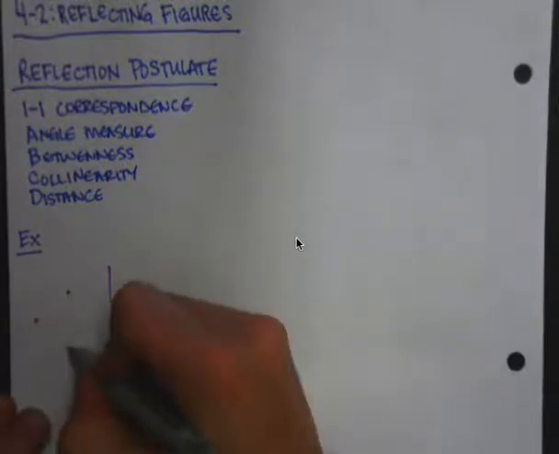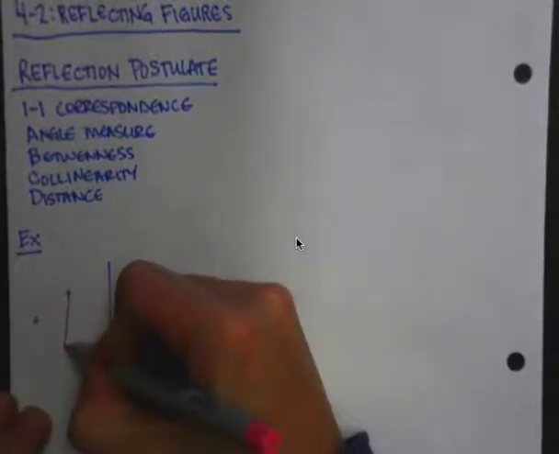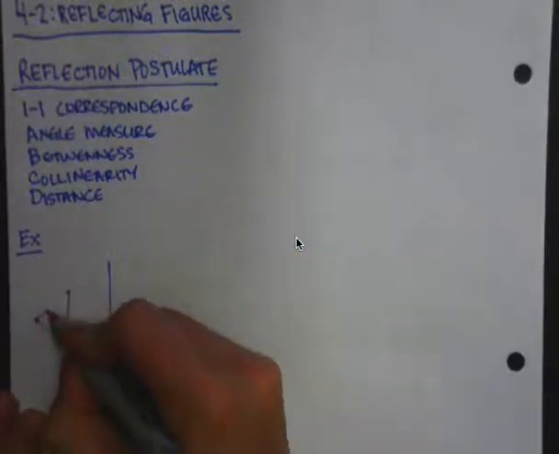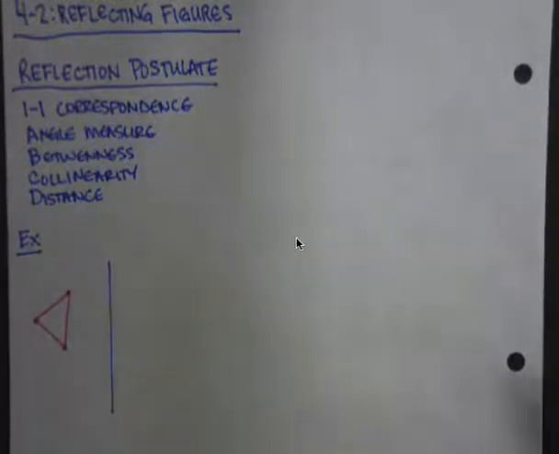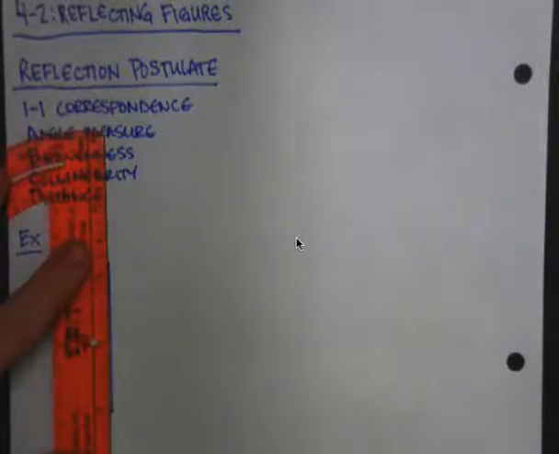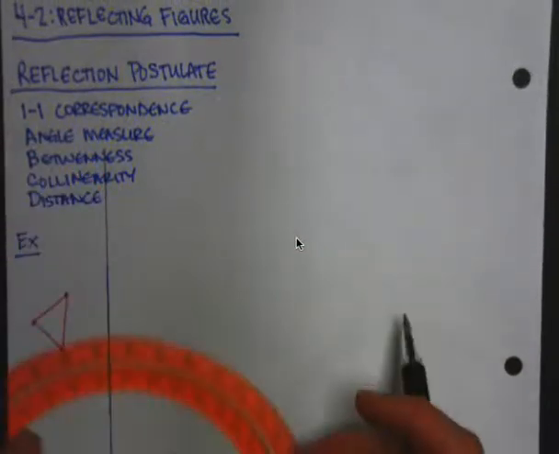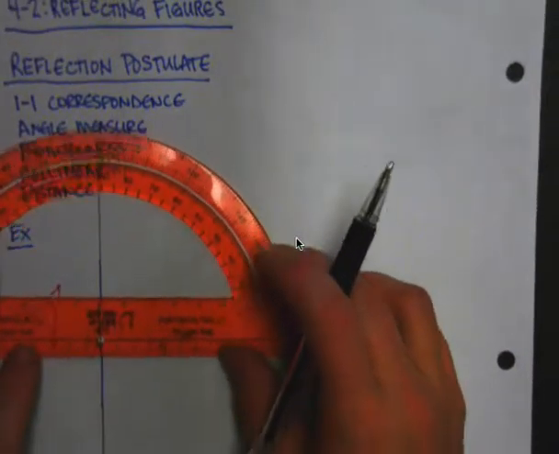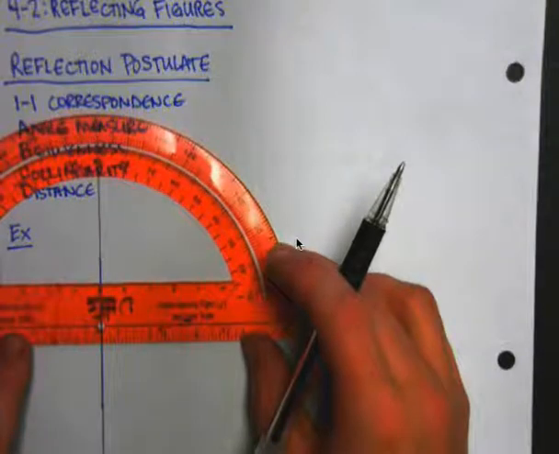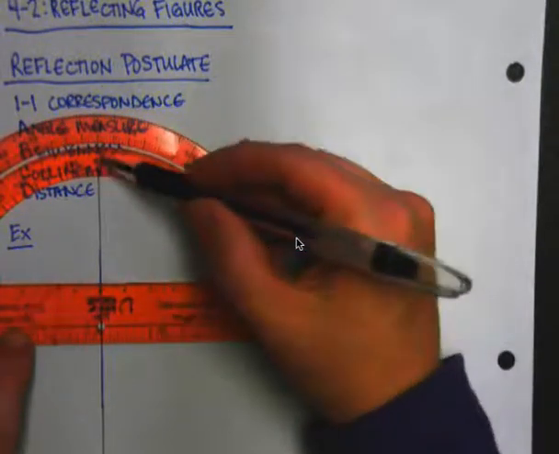Then I'm just going to draw a really simple figure. Okay. And then go ahead and reflect it using the same ideas that we did yesterday. So first I'm going to extend my line so that I make sure my protractor can show 90. Okay. So then I'm just going to go ahead and line up my protractor with 90 on that line.